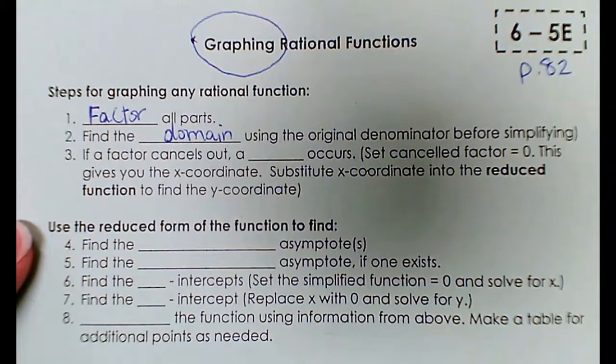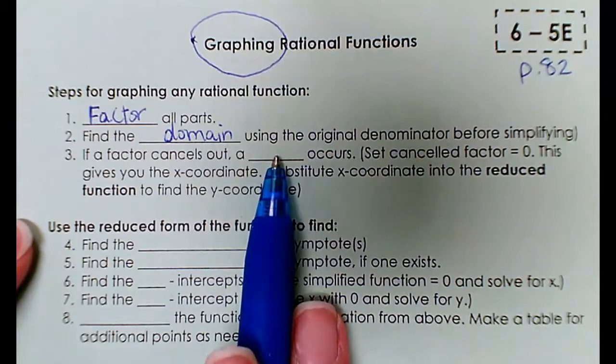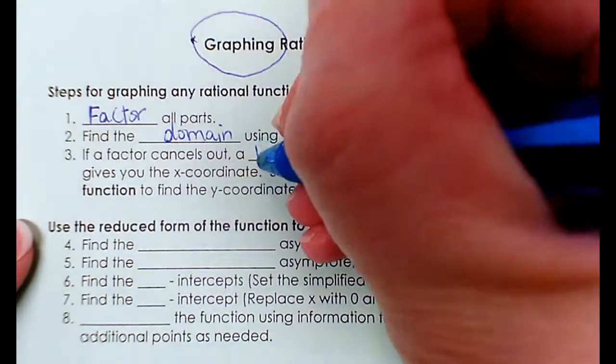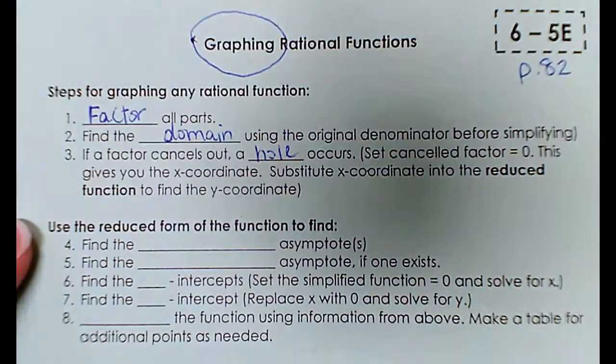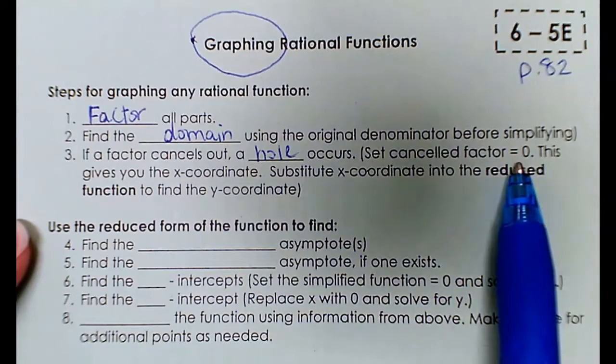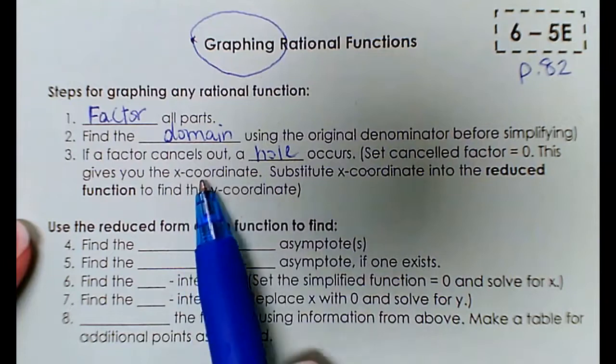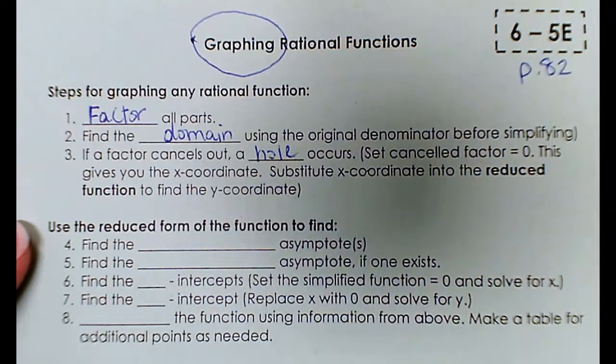And then after I find the domain and I have already factored, if a factor cancels out, then a what occurs? A hole, good. If a factor cancels out, then a hole occurs. And that's 6-5b notes. If you're trying to figure out where the hole exists, you set the canceled factor equal to 0. You solve and get your x value. And anytime you have an x value in an equation, you can substitute x back in and you can get the y value for it. So the hole is an ordered pair.